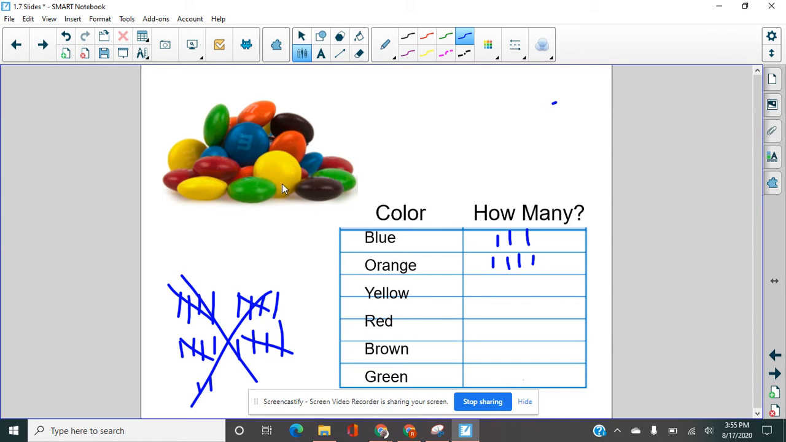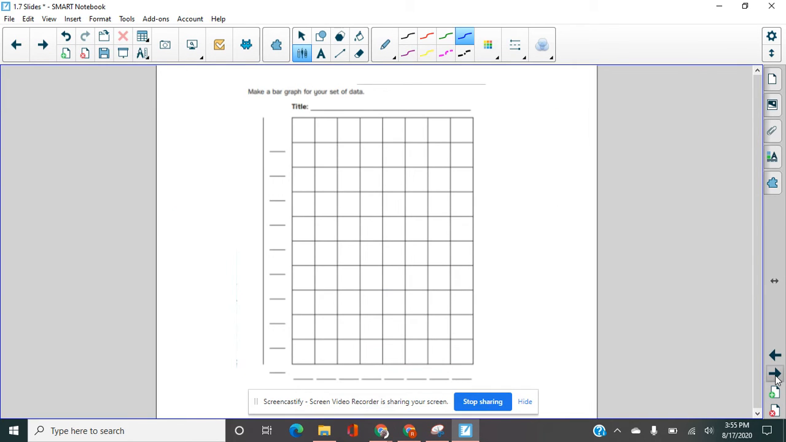M&Ms this time. Color yellow, 1. I see one hiding here. 2, 3, 4. Red, 1, 2. There's a red. 3, 4. Brown, 1, 2. So brown is our lowest so far, and green looks like 3. So now I can take this information and I can create a bar graph out of this.